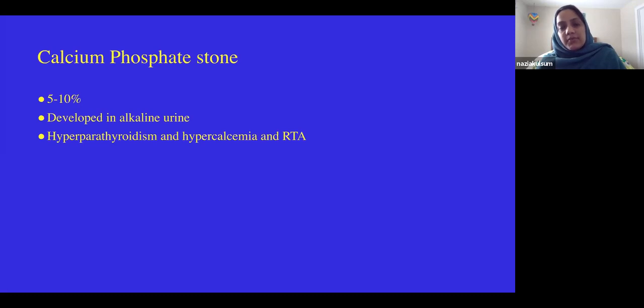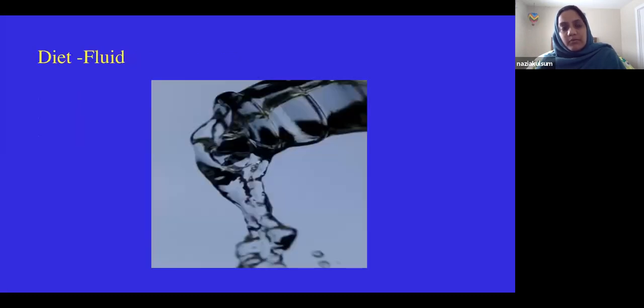And for calcium phosphate stones, the best thing is, you can't acidify the urine. All you can do is increase water intake. One, dissolve the stone. Second, you can reduce the calcium, so you can use thiazide. So beyond that, there's not much you can do for calcium phosphate stones. So the main treatment for stones is water.